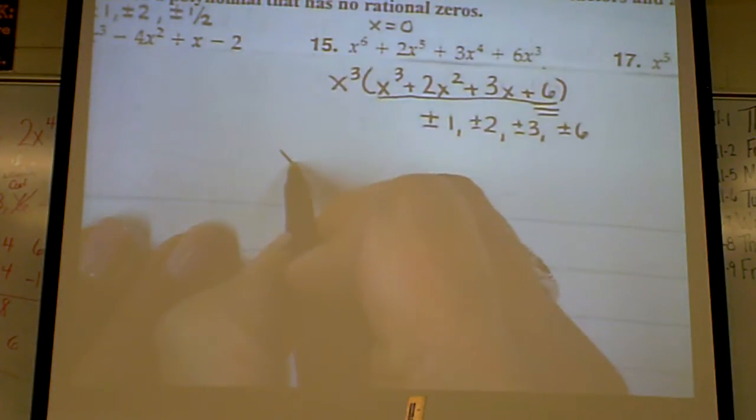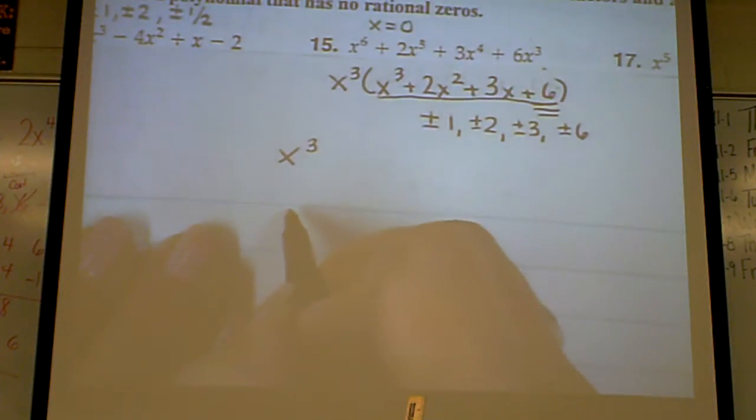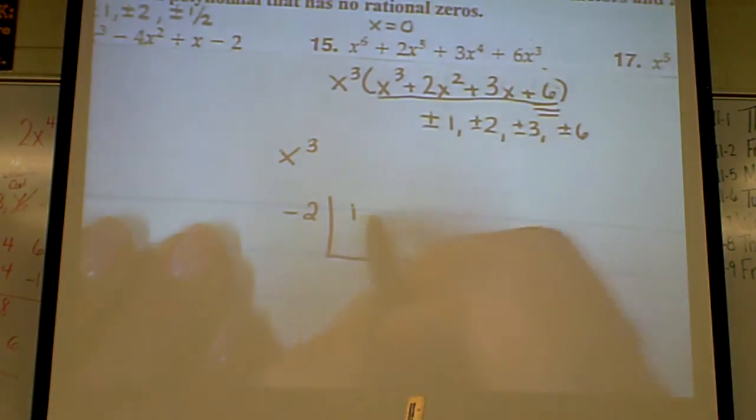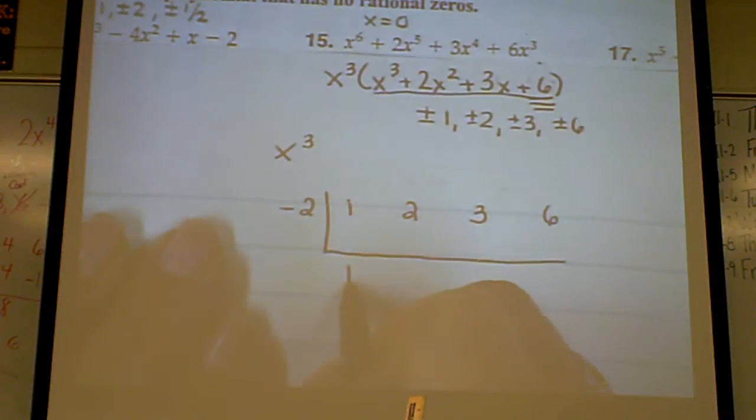So, did anybody do this one yet? What number worked? Negative 2. So negative 2, we have 1, 2, 3, and 6. You bring down the 1, negative 2, 0, 0, 3, negative 6, 0.